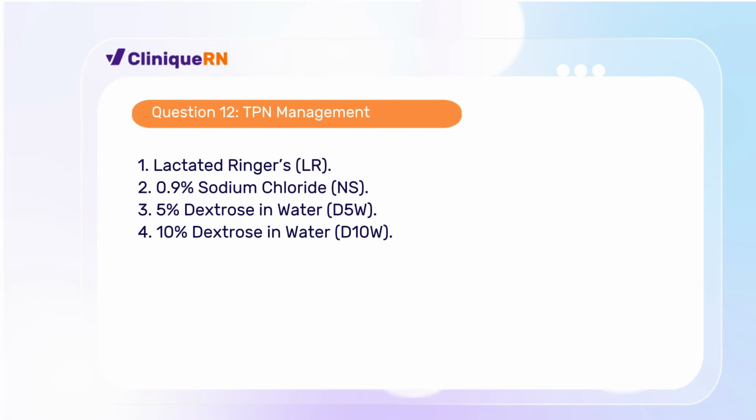1. Lactated Ringer's, LR. 2. 0.9% sodium chloride in saline. 3. 5% dextrose in water, D5W. 4. 10% dextrose in water, D10W.